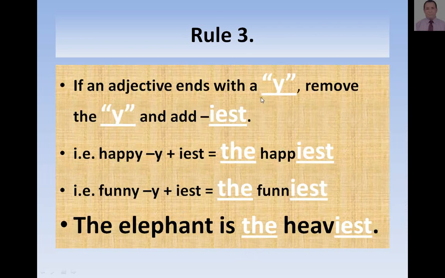If an adjective ends with y, we said we remove y and add iest. Like comparative, we add ier. Okay, so this is y. Like happy, for example, we change it to superlative. We say the happiest. How do you spell happiest? H-A-P-P-I-E-S-T. So we drop y and we put I-E-S-T. Funny, the same, the funniest, drop y and add I-E-S-T.